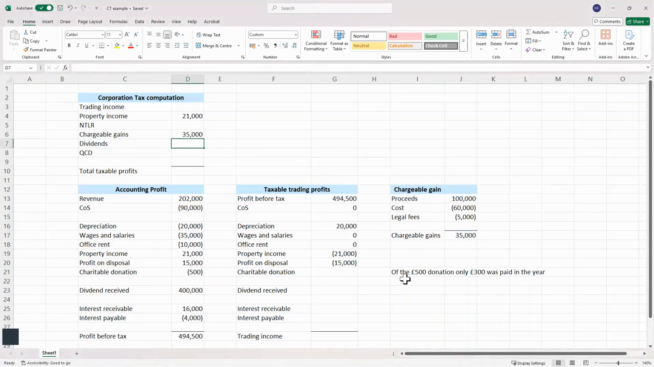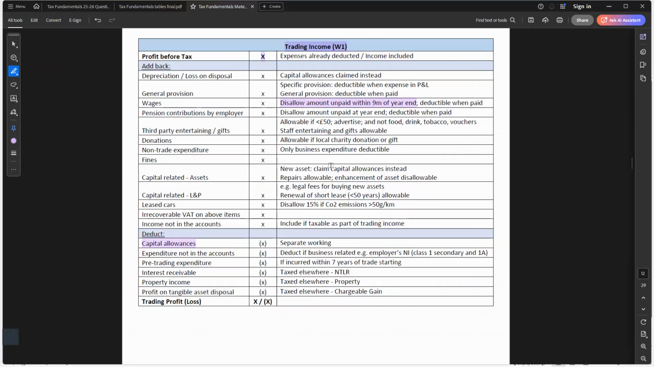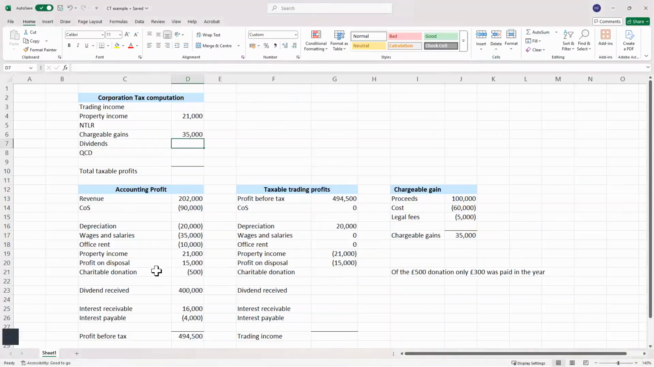So going back to our example, the next one down is charitable donation. We've got a note over here saying of the £500 donation, only £300 was paid in the year. So for donations for trading income, they are allowable if it's a local charity donation or gift, but we're going to assume that the donation here is to a national charity. And if it's to a national charity, then it's not a tax deductible amount, so we need to add the £500 back. But then we can take tax relief up here under the qualifying charitable donations for the amount that was actually paid in the year. So up here we would take a deduction for £300.